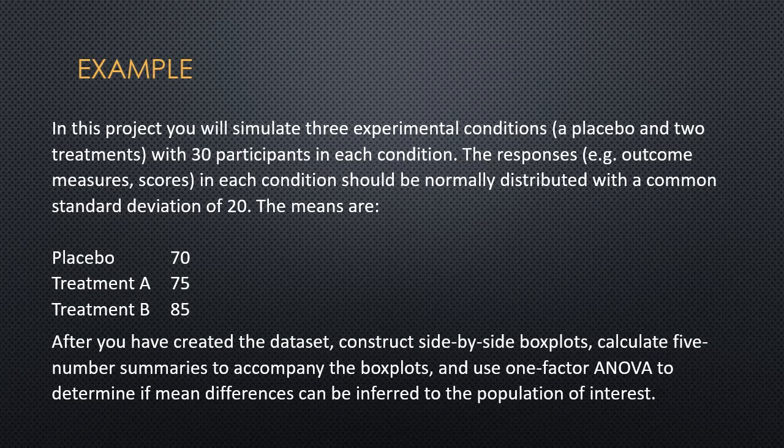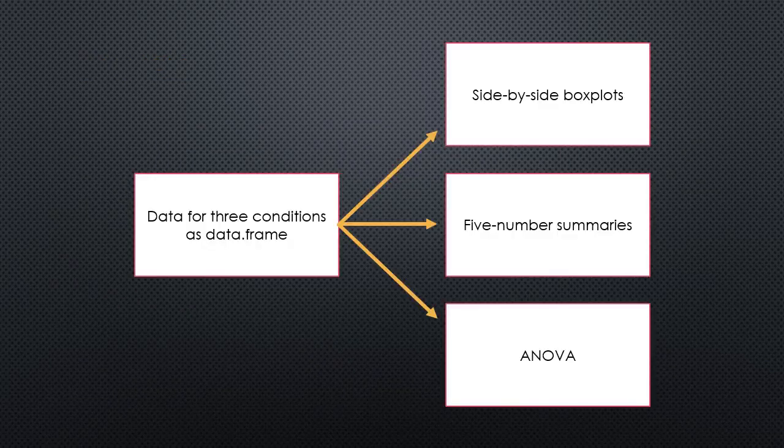Let's begin at the end. What ultimately do we want to see? When we look at our R notebook, what is it we're hoping to see? We're hoping to see these side-by-side box plots for each of these three conditions, the 5-number summaries. We're hoping to see an ANOVA. So here's my first picture.